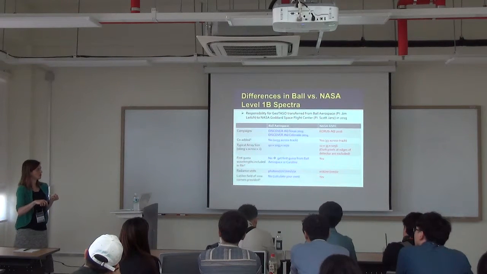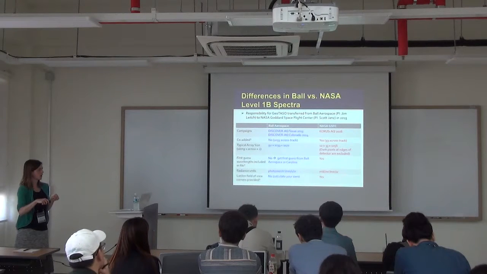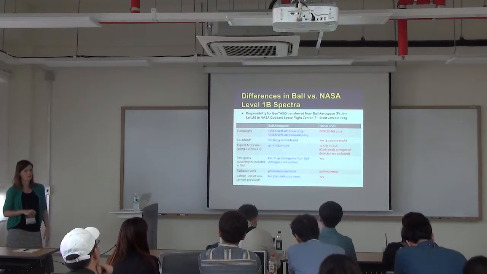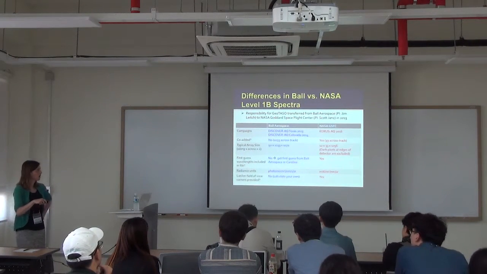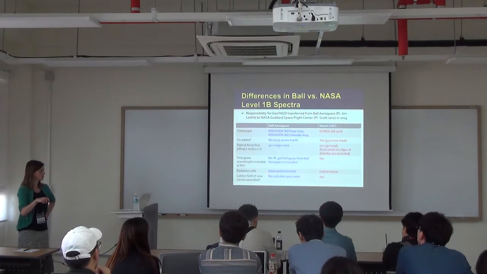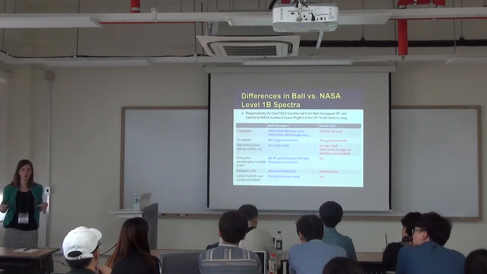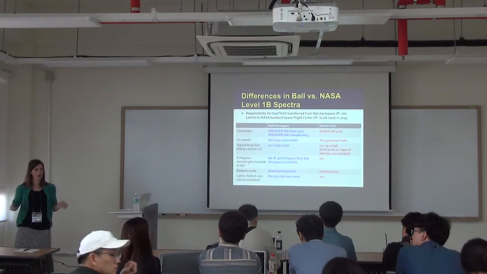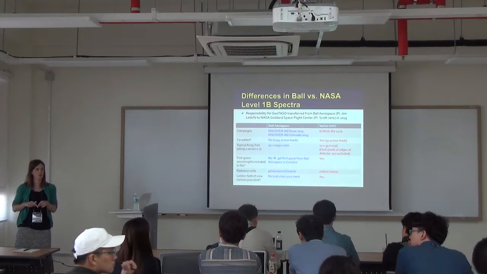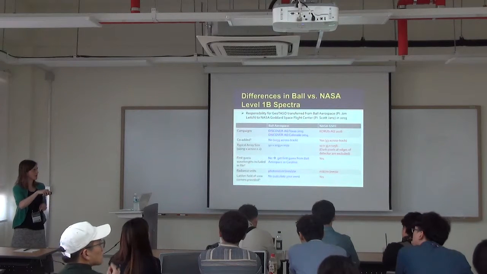The radiance units are different. Sometimes you won't care because you're going to normalize your spectra anyway, but you might. And if you're using absolute radiance, they're different units. Ball does not provide latitude and longitude coordinates. These are really useful for plotting a box or field of view of an NO2 pixel, but NASA Goddard does.